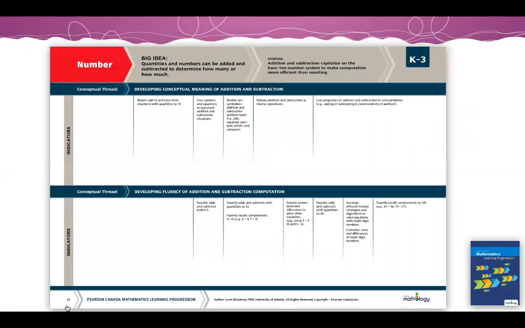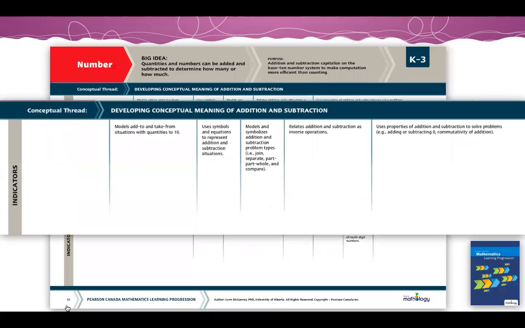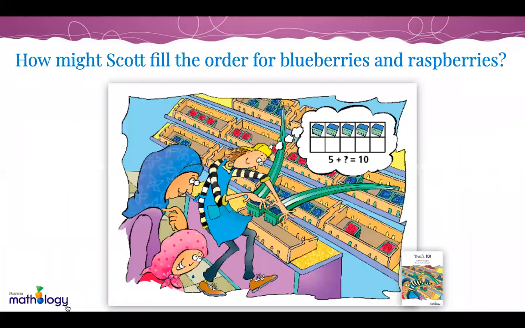So today we're going to be taking a look at one of the 13 big ideas in the learning progression. And this is about how quantities and numbers can be added and subtracted to determine how many or how much. And when we look at one of the conceptual threads within that big idea, it really is about developing conceptual meaning of addition and subtraction. And so we're going to take a look at this conceptual thread from kindergarten to grade 3 with that focus on subtraction today.